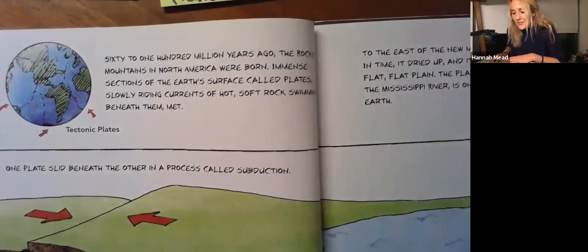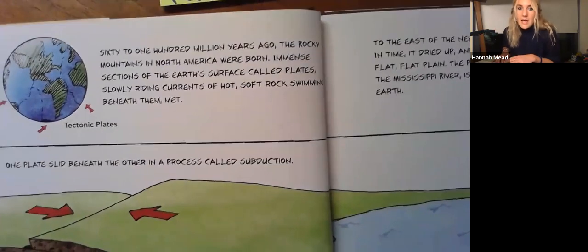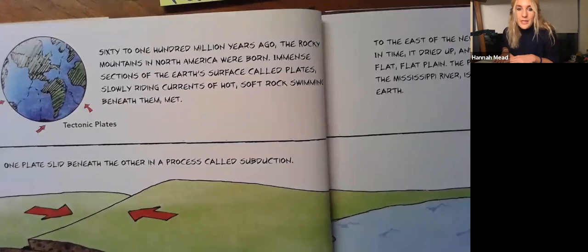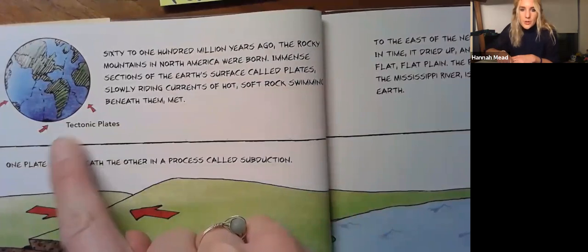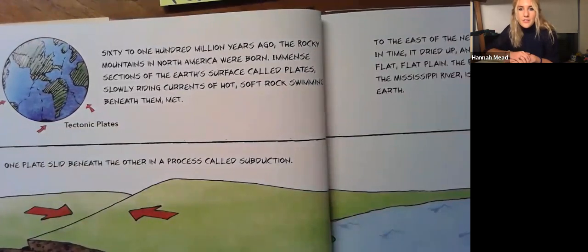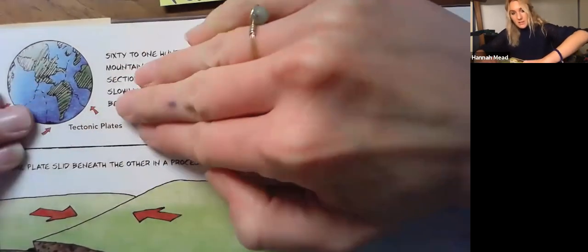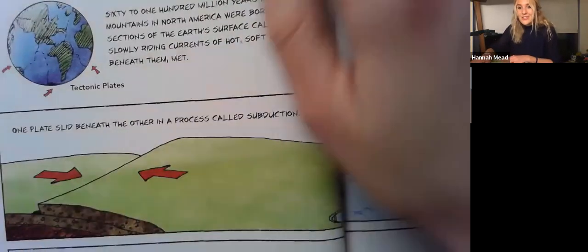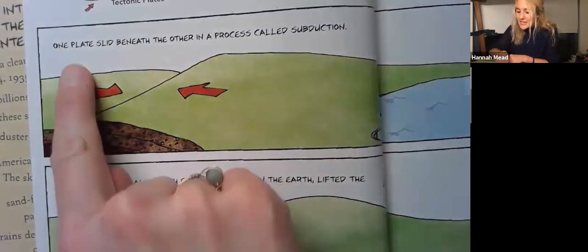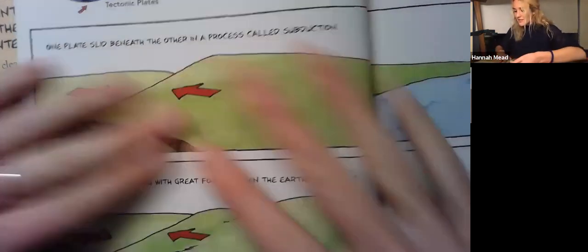60 to 100 million years ago, the Rocky Mountains in North America were born. Immense sections of the Earth's surface called plates, tectonic plates, slowly riding currents of hot, soft rock swimming beneath them, met. So basically, it seems like these giant rocks that make up these continents came together, met together. And this text feature is helping me to understand that one plate slid beneath the other in a process called subduction. So like literally just colliding like this.